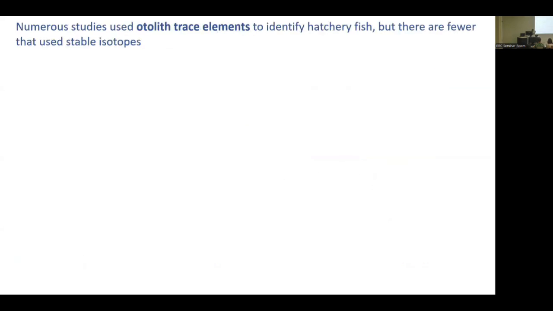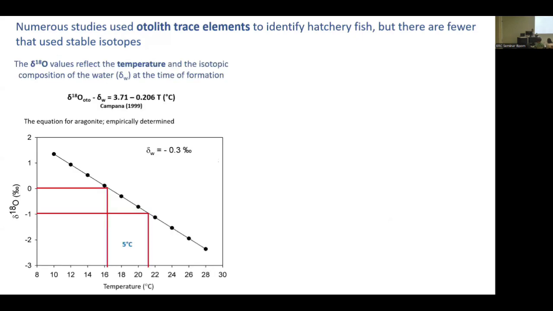There are other programs, including here in the Gulf of Mexico, and other studies that use elemental trace elements to identify hatchery fish. Some of them have been successful, for example the red snapper here in the Gulf of Mexico, but fewer use stable isotopes. We use oxygen and carbon isotopes because we can infer the environmental conditions of the fish when they were raised.